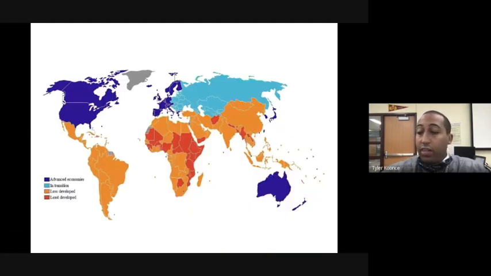So this gives you the wide spectrum throughout the world of where different countries are. The deep blue is going to be our developed countries. The light blue is the less developed, so almost there, kind of getting there. Orange is less developed, so they're developing. And least developed is in red, so that's really developing, just getting off the ground. So that's the way to look at this whole spectrum of developed versus developing countries.